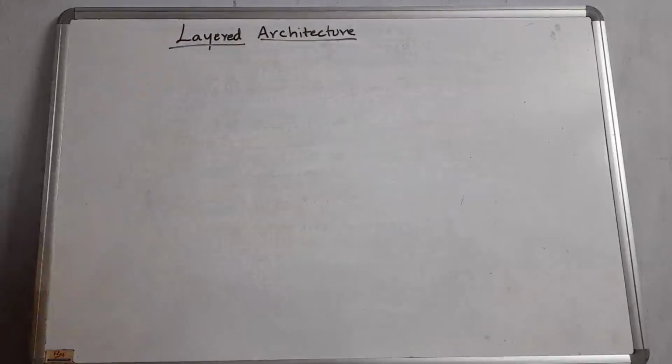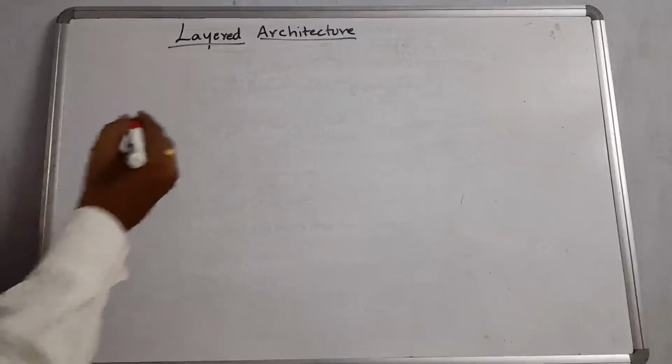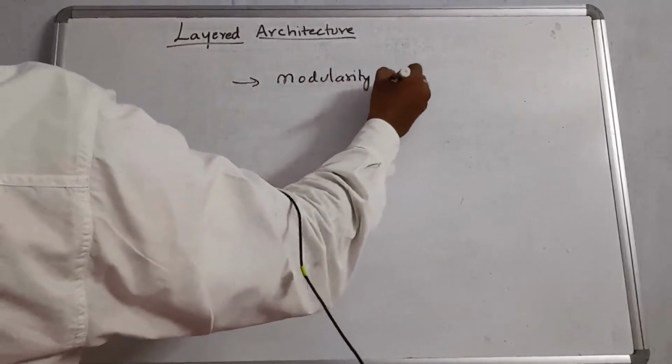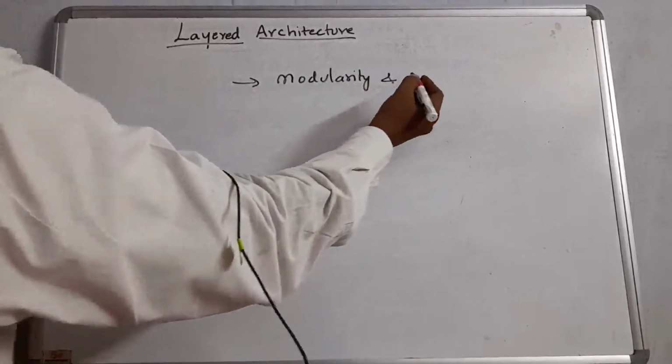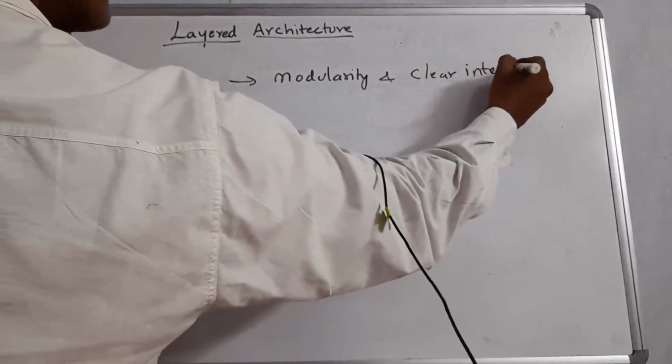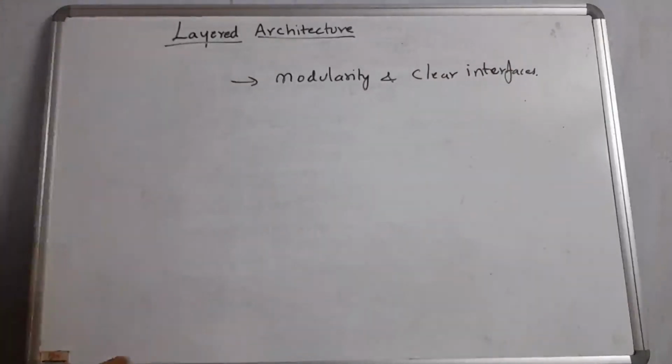The main aim of the layered architecture is to divide the design into small pieces. The lower layer adds its services to the next higher layer to provide a full set of services to manage communications and to run the applications. It provides modularity and clear interfaces.